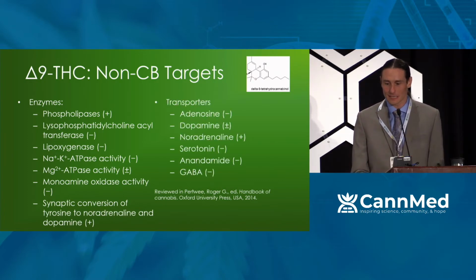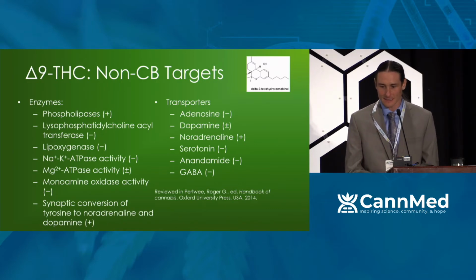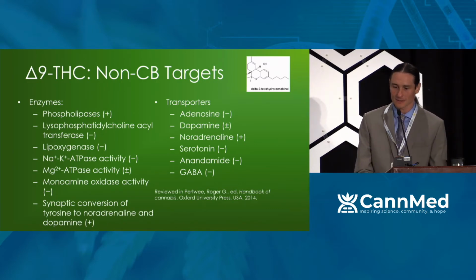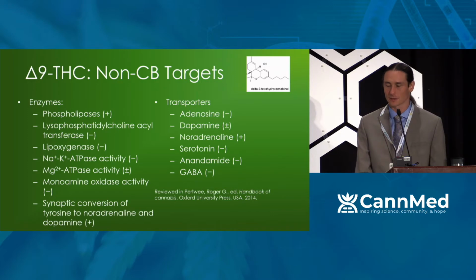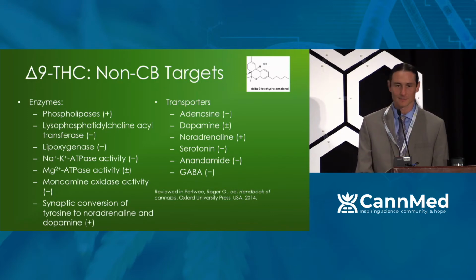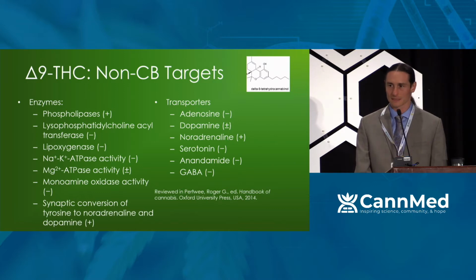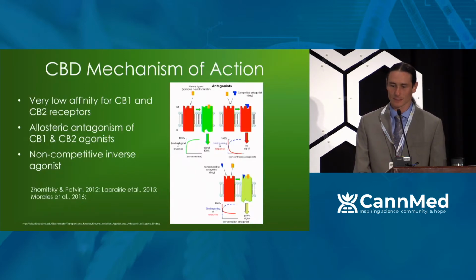THC is also inhibiting or enhancing transporters of various neurotransmitters, well, you can see there, adenosine, dopamine, noradrenaline, serotonin. So the transport of these from the synapse back into the cell can be enhanced or inhibited by THC. So a lot going on there with THC, although it's probably mostly this partial agonist effect at CB1 and CB2.